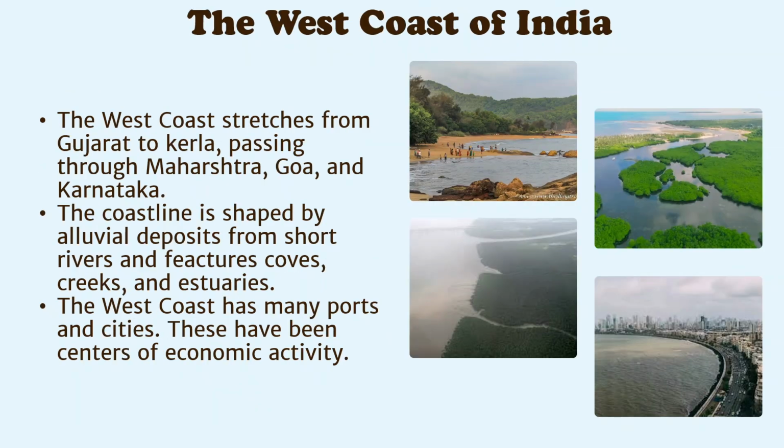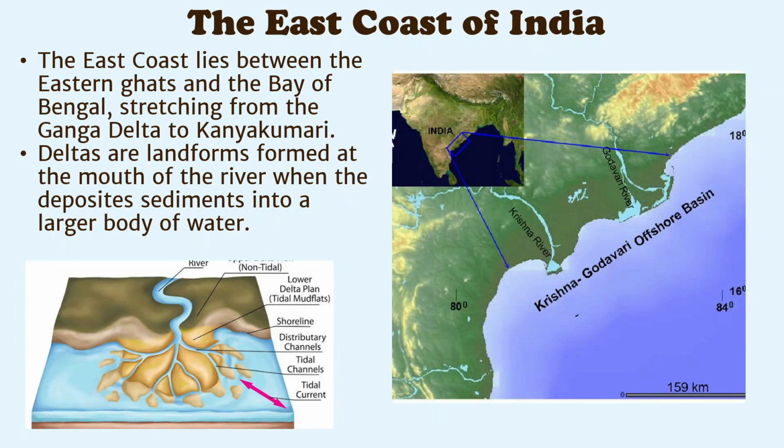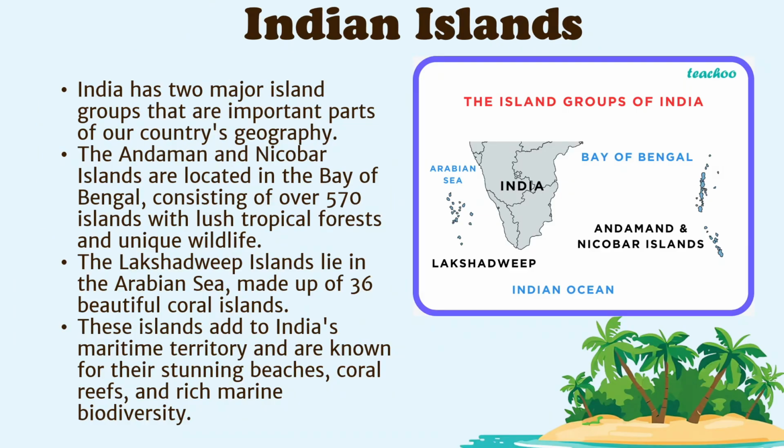India has two major island groups. First are the Andaman and Nicobar Islands in the Bay of Bengal. These islands have tropical forest and unique wildlife. Second is Lakshadweep in the Arabian Sea. These are coral islands famous for coconut trees, coral reefs, and marine life. These islands increase India's maritime importance.